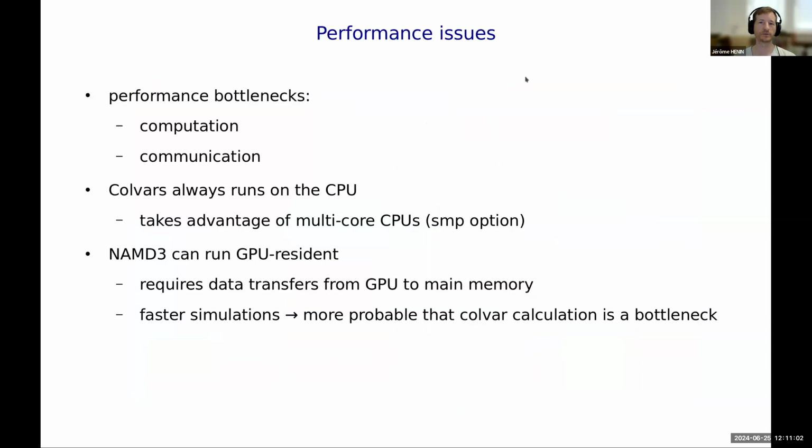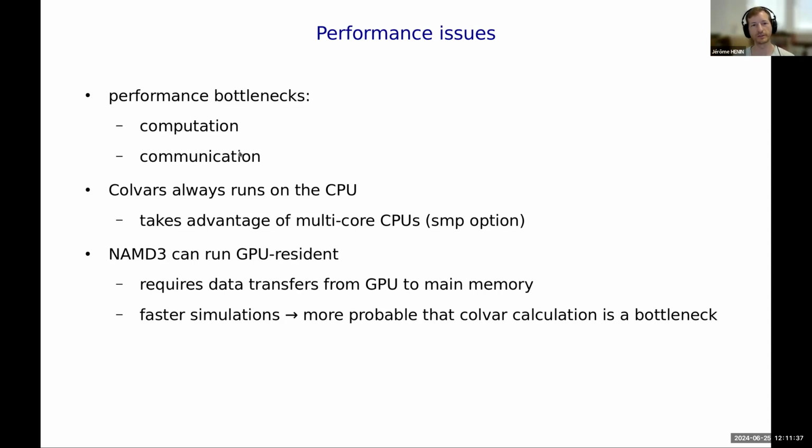So let's look at performance issues. There are two kinds of performance issues that could happen. One is computational issues, meaning if you have something that takes a long time to compute, then the rest of the work, if NAMD is very parallelized, so all the other tasks are going to wait for that one task to finish. And the second type of bottleneck is communication, which means if different parts of the calculation have to communicate, of course, you can wait for the messages to arrive.